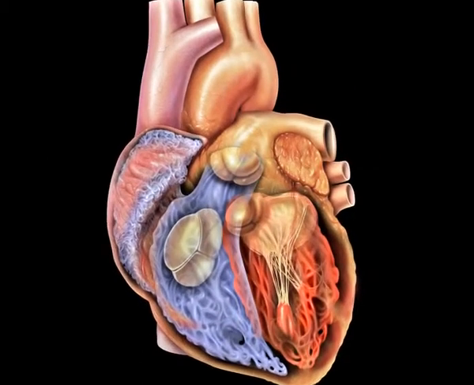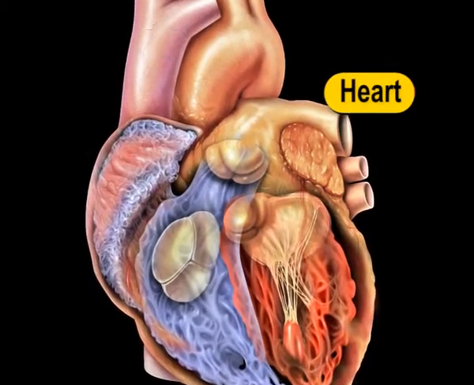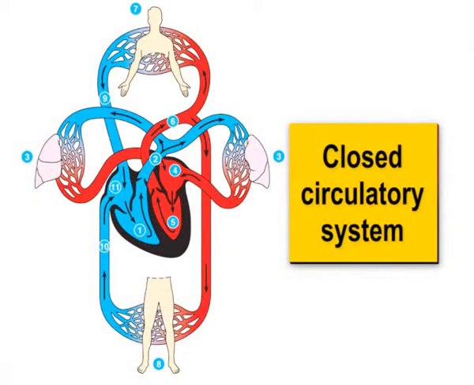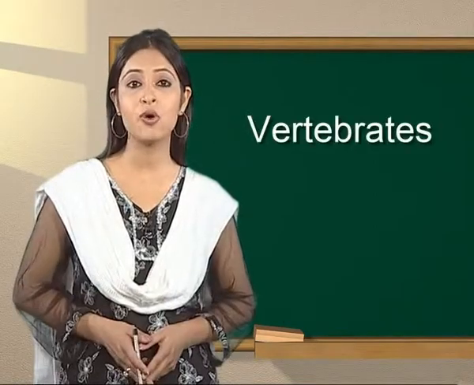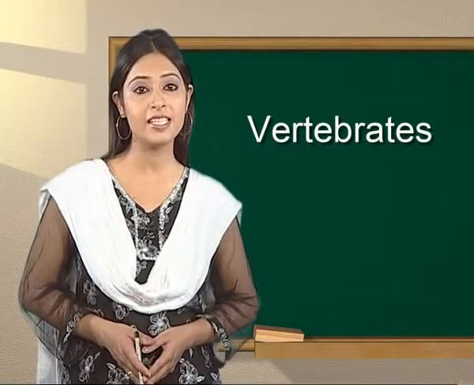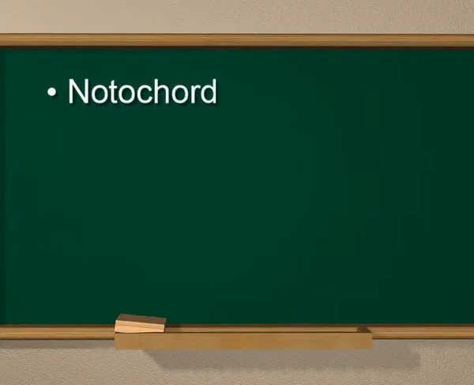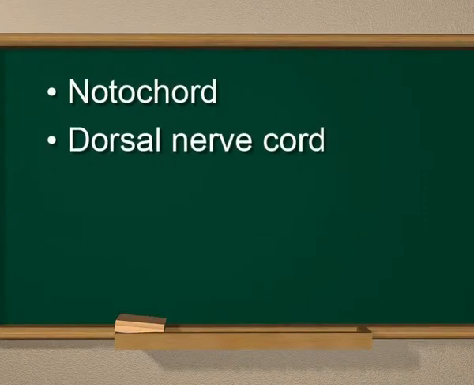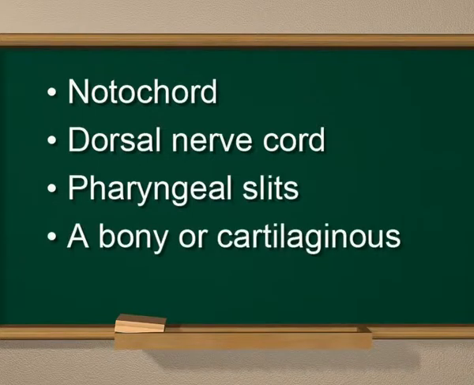Vertebrates have a well-developed heart with 2 to 4 chambers and have a closed circulatory system. So, students, we can say that the vertebrates show all the basic chordate features that we have already seen in the lower chordates: the presence of a notochord, dorsal nerve cord, pharyngeal slits, and a bony or cartilaginous skeleton.